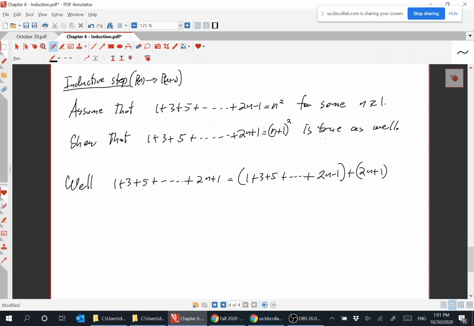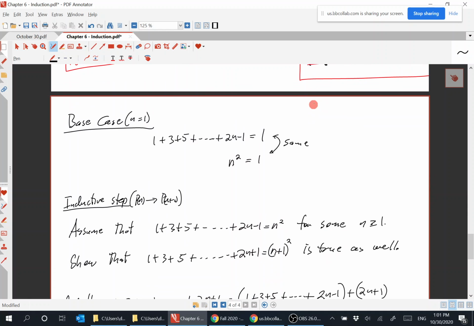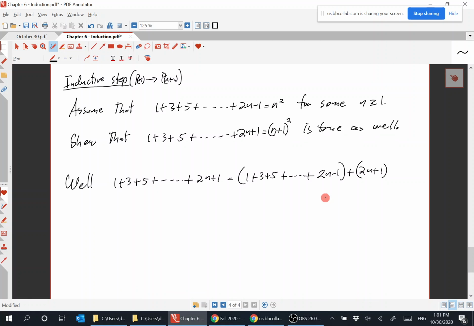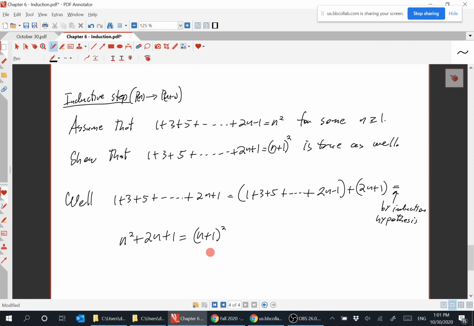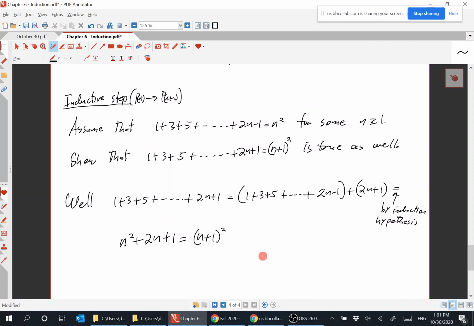So just sort of filling in the dot, dot, dot a little bit, we know that 2n minus 1 is there, which, by the induction hypothesis, would just be n squared, correct? So the sum is equal to n squared plus 2n plus 1, which is equal to n plus 1 squared. And that's what we wanted to show.